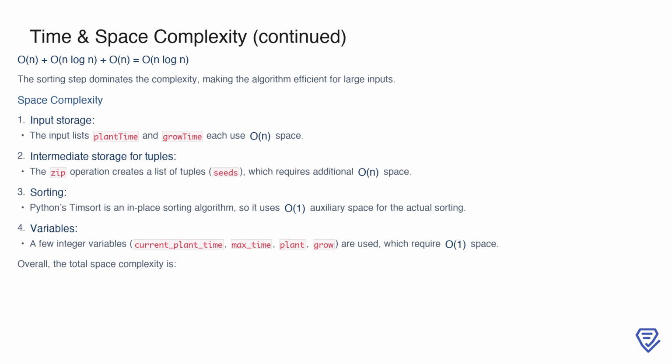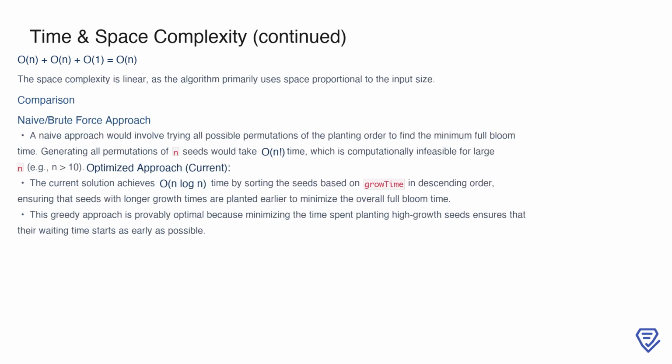When combined, the total space complexity is driven by the input size, which we will now summarize. Combining the space requirements, we see that O(n) for input storage, O(n) for tuple storage, and O(1) for sorting and variables add up to O(n). This linear space complexity is efficient and scalable for large inputs.